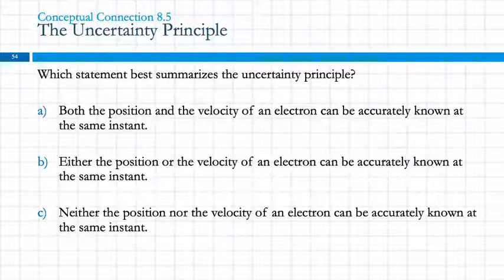So which statement best summarizes the uncertainty principle? A: Both the position and the velocity of an electron can be accurately known at the same instant. No, that's kind of the opposite. B: Either the position or the velocity of an electron can be accurately known at the same instant. That sounds more reasonable. That's not obviously wrong. Or C: Neither the position nor the velocity of an electron can be accurately known at the same instant. Now, the choice between those two is a bit tricky.